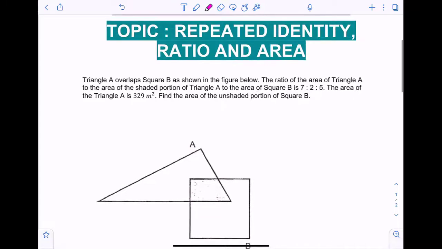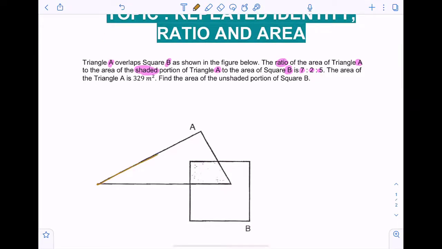Triangle A overlaps square B as shown in the figure below. The ratio of the area of triangle A to the area of the shaded portion of triangle A to the area of square B is 7:2:5. So let's quickly see where these areas are.